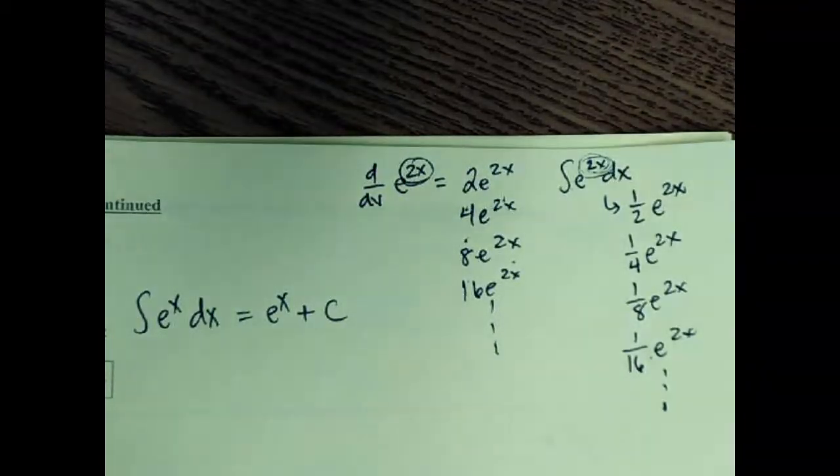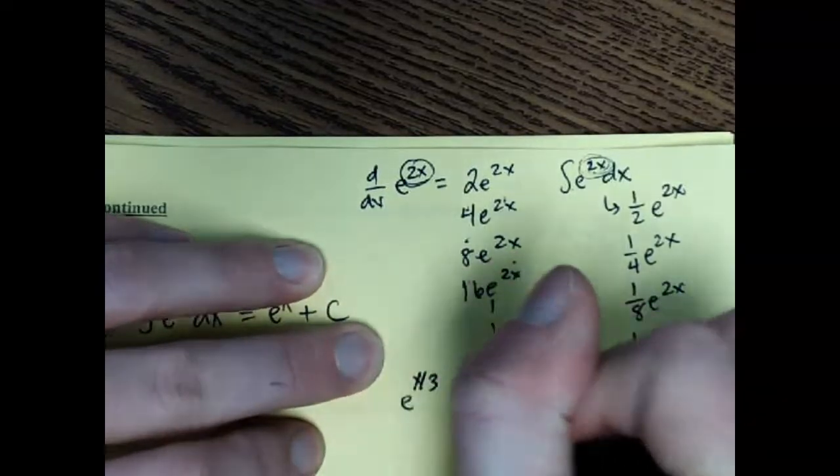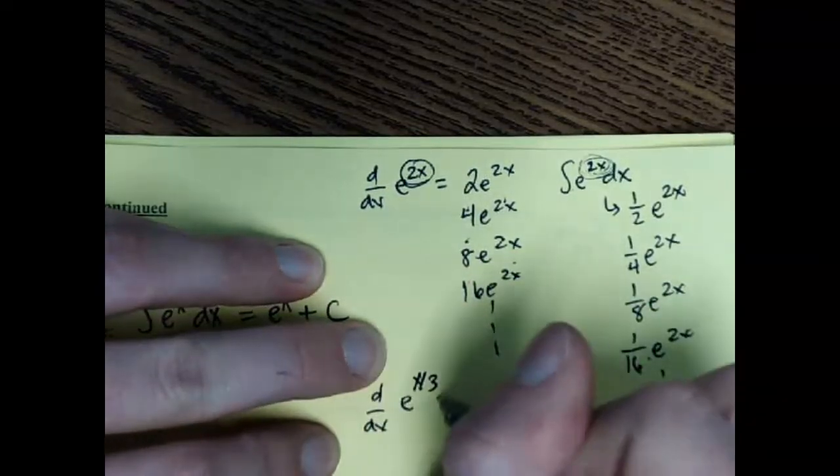If you had something also, like how about if I had e to the x over 3? If I was taking derivatives, you would have a 1/3.